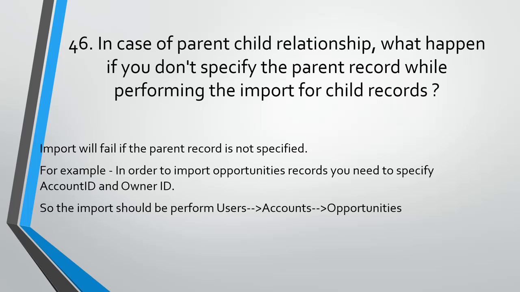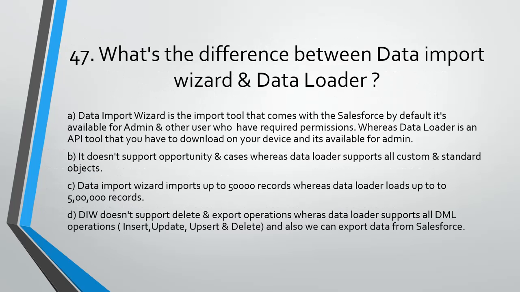In case of parent-child relationship, what happens if you don't specify the parent record while performing the import for child records? Import will fail if the parent record is not specified. For example, in order to import opportunity records, you need to specify the account ID and owner ID. So the import should be performed in this way: users, then accounts, then opportunities.